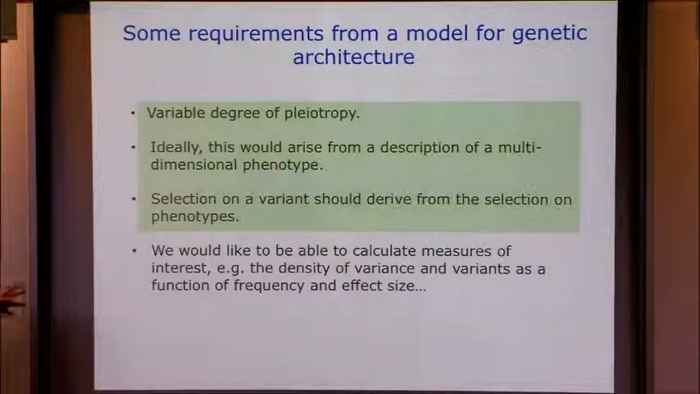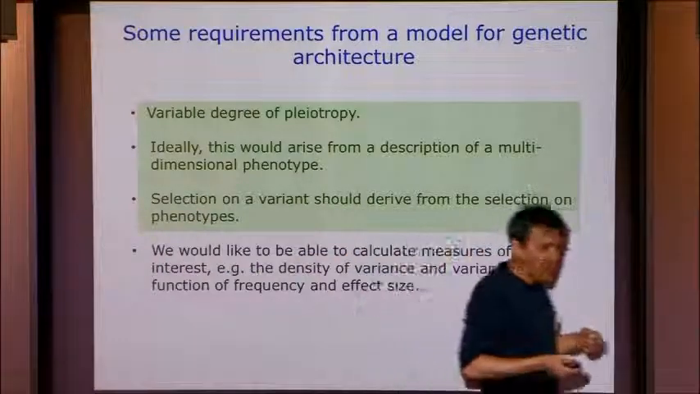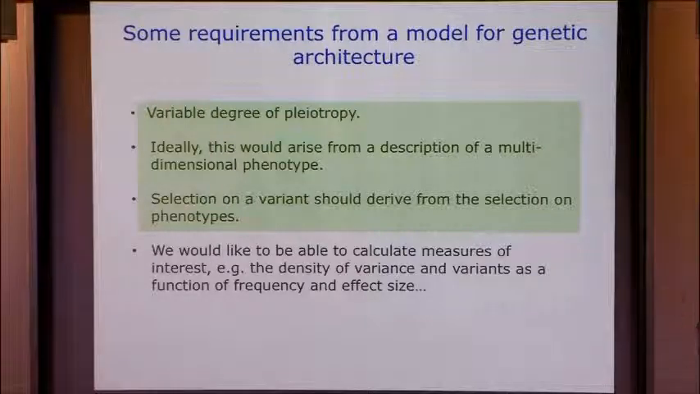Okay, this model fits some of our requirements. We have a variable degree of pleiotropy, which is the dimension. Pleiotropy arises from the multiple phenotypes, from the different dimensions that we have, and selection results from how selection acts on the phenotype, namely wanting to be at the origin in this n-dimensional space.